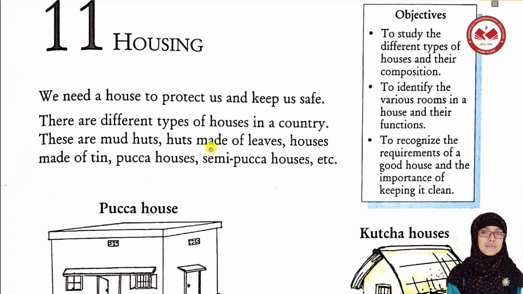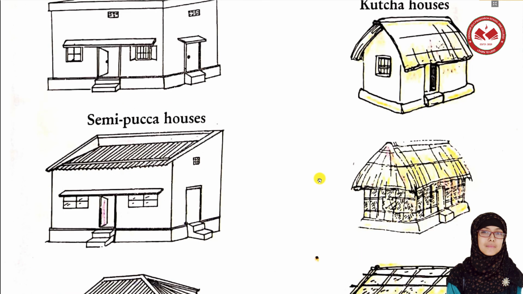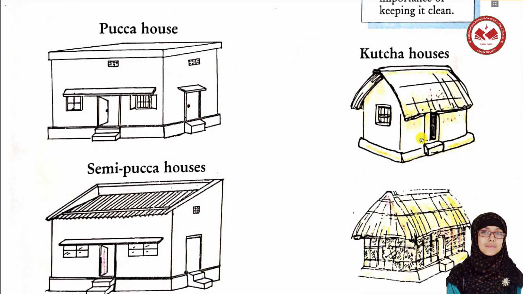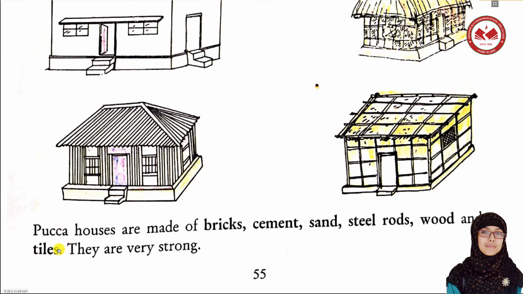There are mud huts, huts made of leaves, houses made of tin, pakka house, semi-pakka houses, etc. So now you can see a lot of houses here, right? These are pakka house, these are kacha house, and there are several types of kacha house here. So now we can see a definition of pakka house here. Pakka houses are made of bricks, cement, sand, steel rods, wood, and tiles.